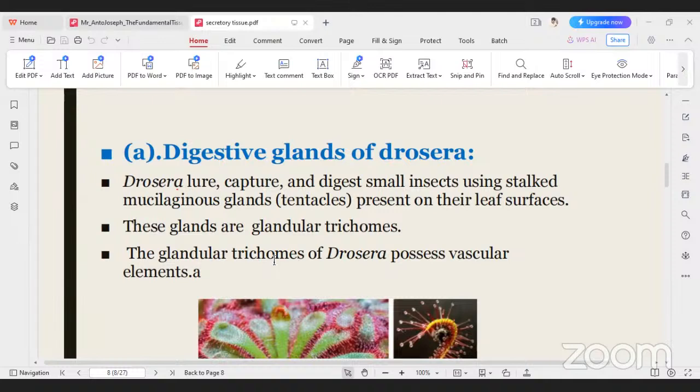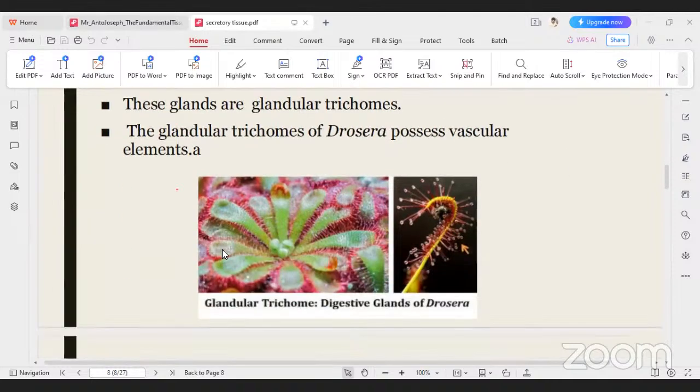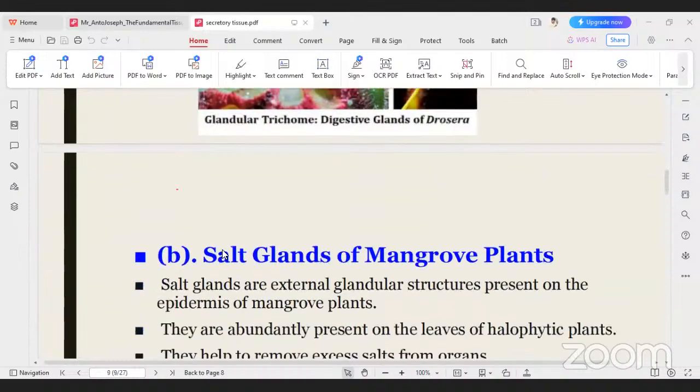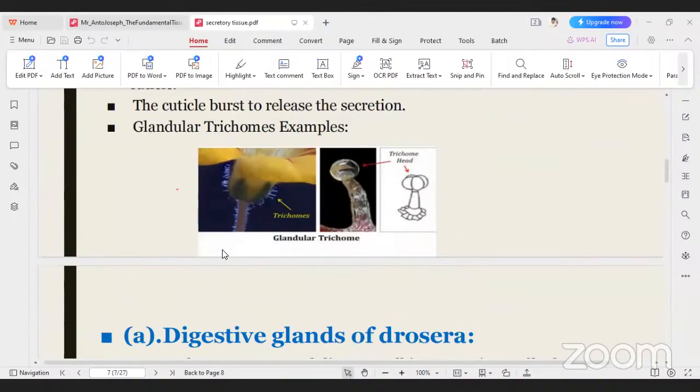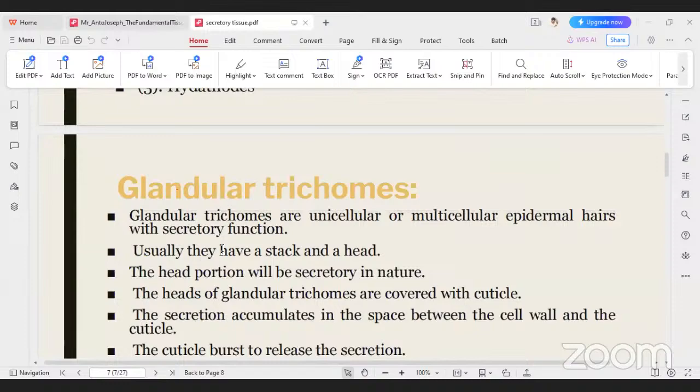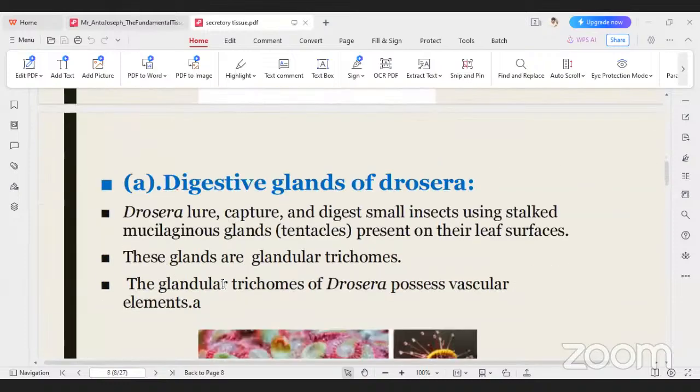In deficient land, there is a lack of nitrogen. They have to depend on the insect for receiving the nitrogen. So it doesn't mean they are heterotrophs. Remember it. Is it clear? So this is one of the glandular trichomes.